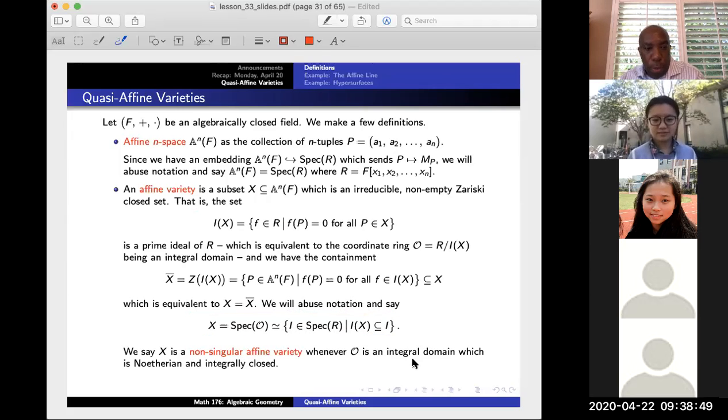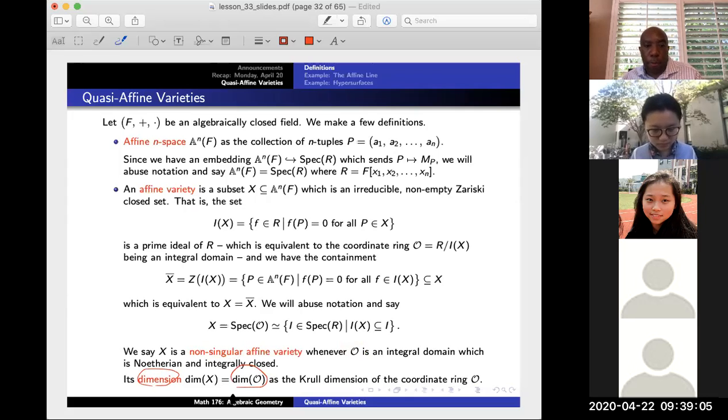And just to remind you of two more things, we'll say that X is non-singular if our integral domain, O, is Noetherian and integrally closed. And finally, we'll say that its dimension is just the dimension of the ring, meaning the Krull dimension of the coordinate ring. So now we have the idea of an affine variety, we know what it means to be non-singular, and we know how to compute its dimension.